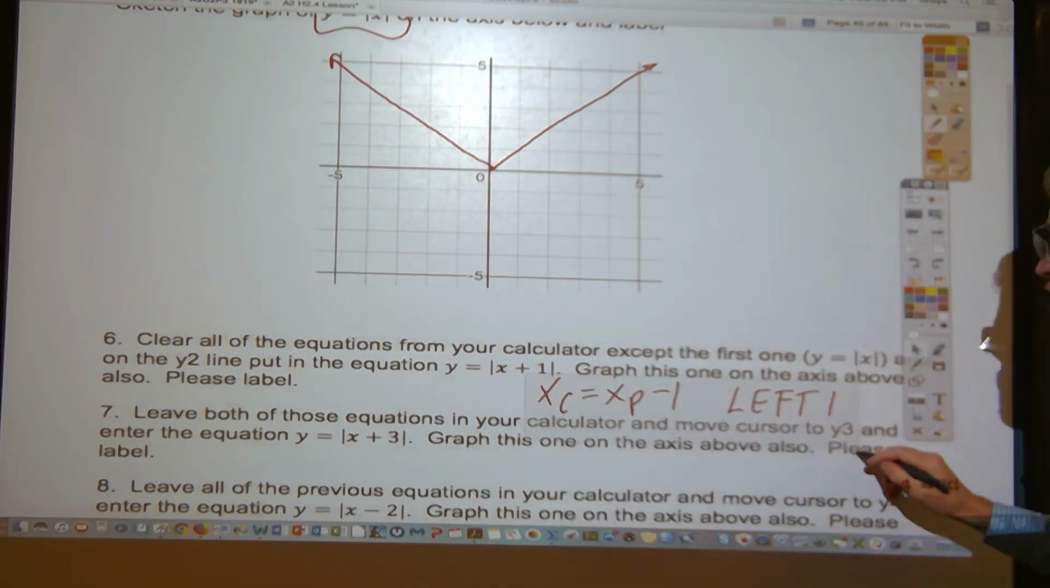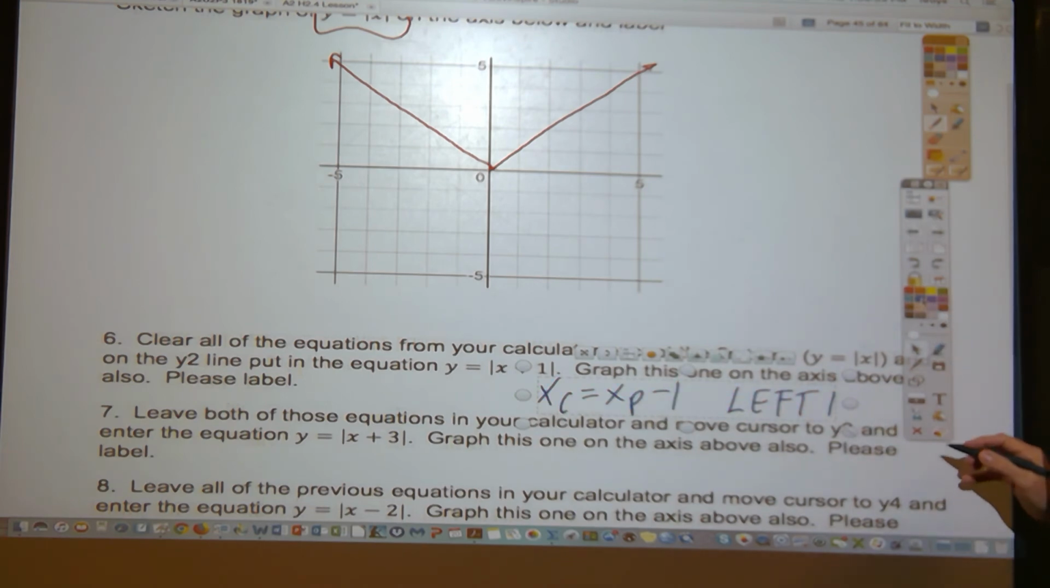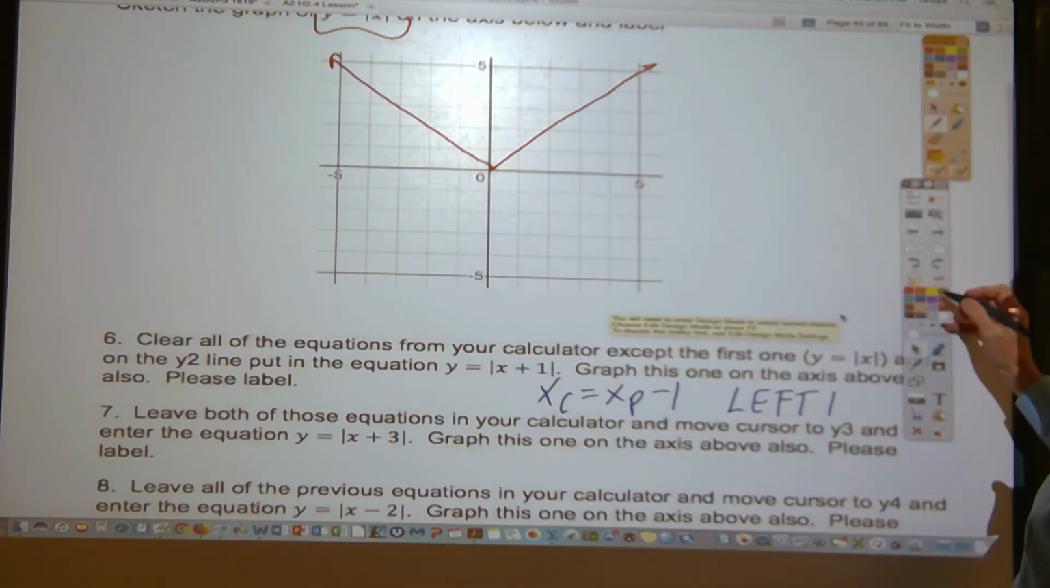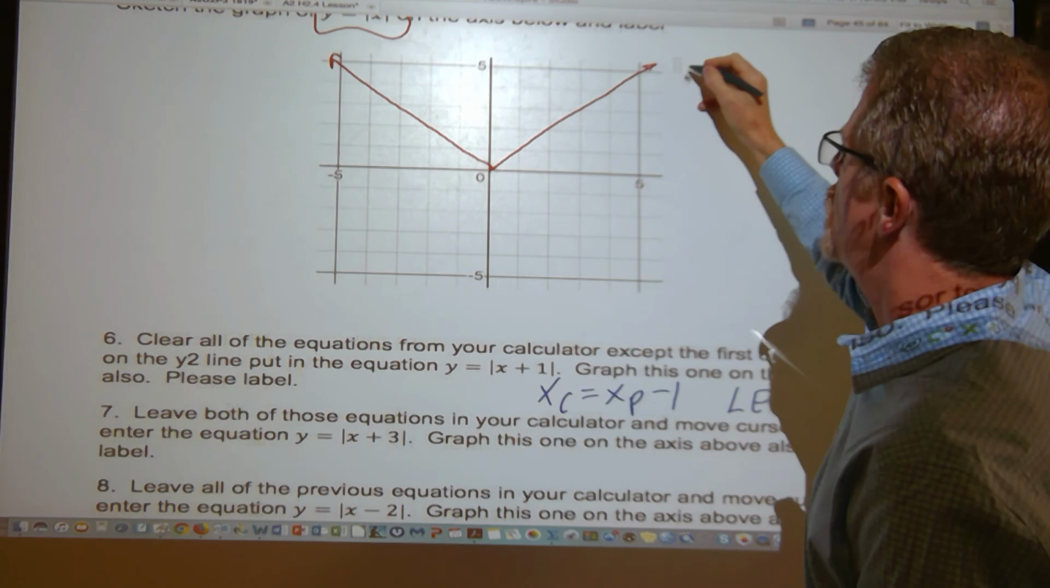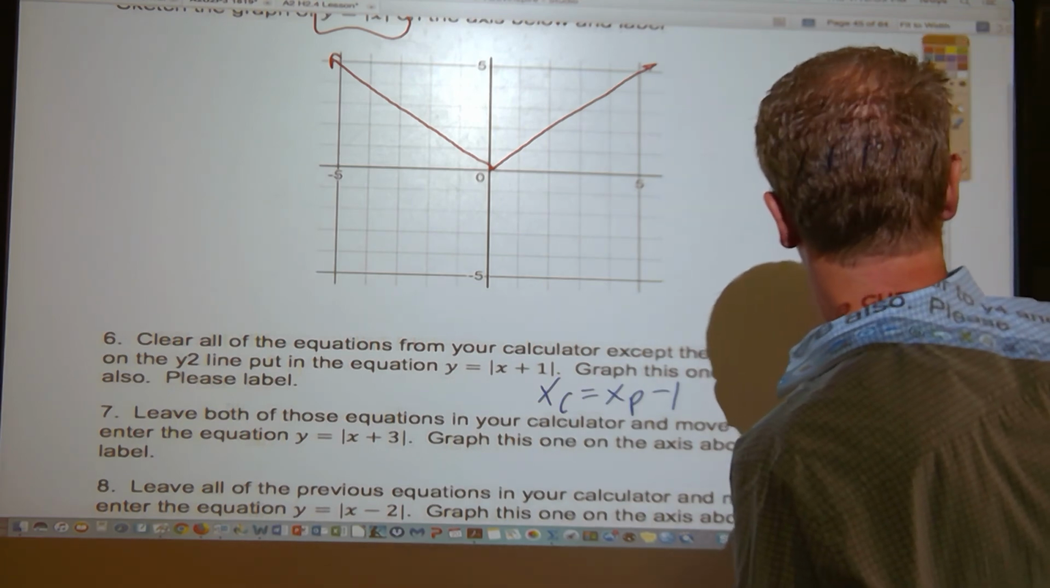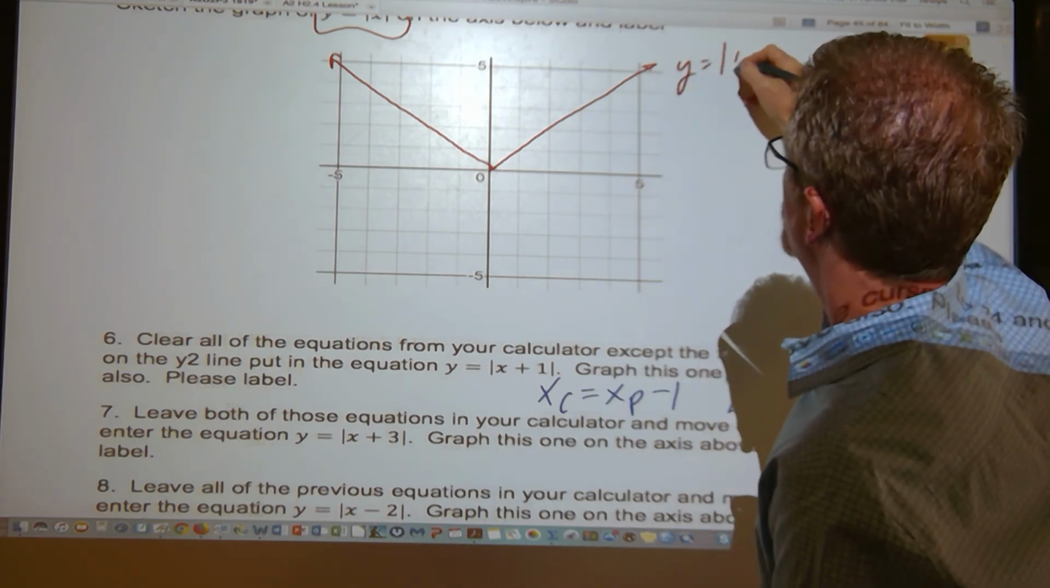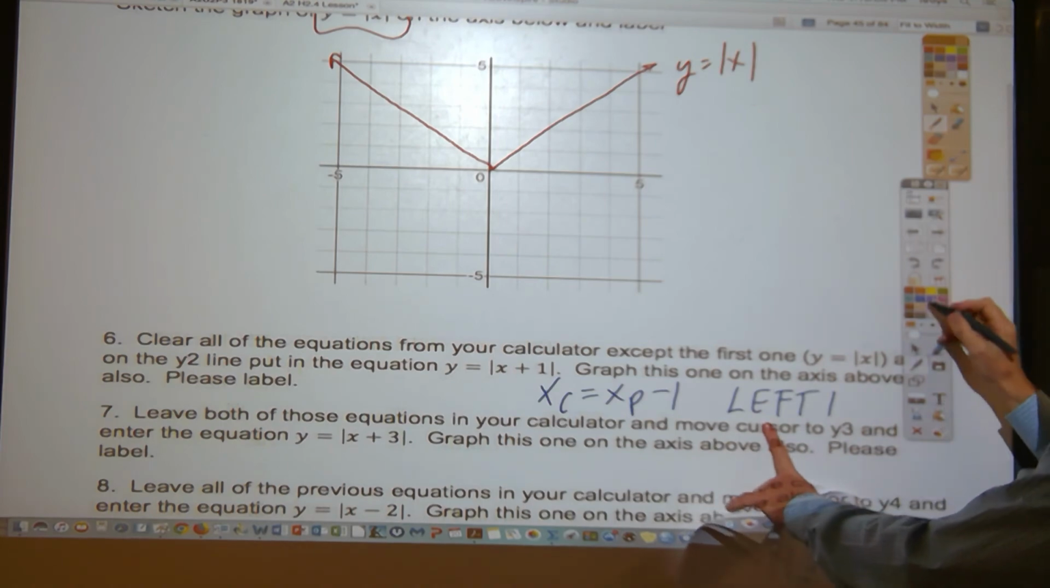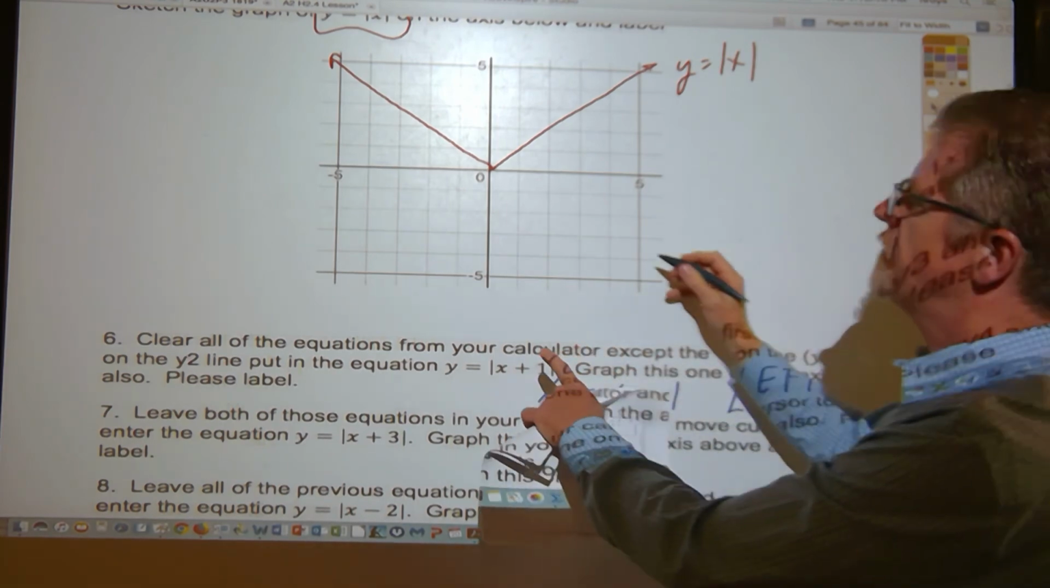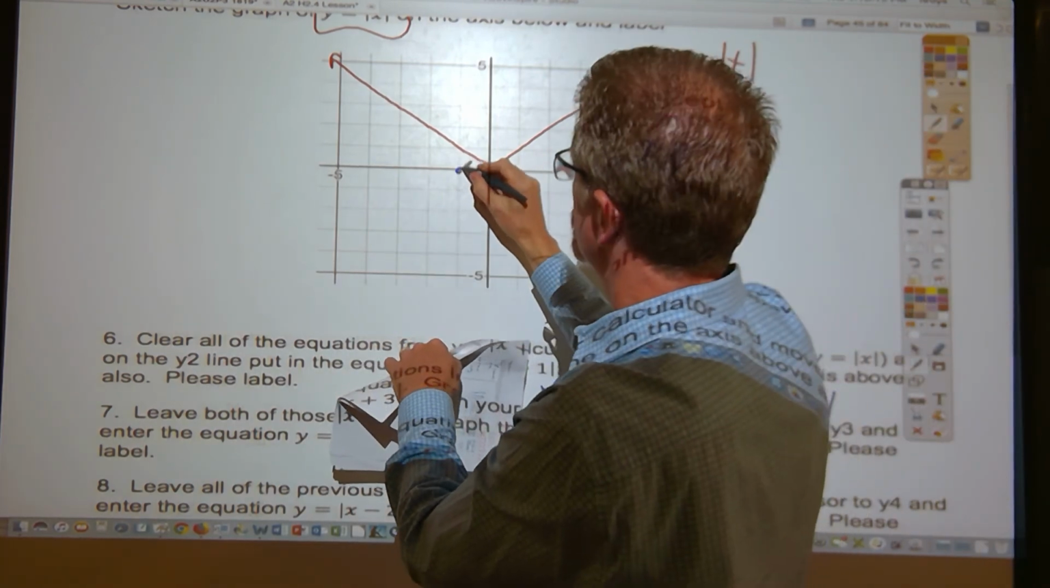Let's pick blue for this one. The labeling is actually a good idea. Y equals absolute value of x is the parent graph. So to shift it left 1, just take the whole parent graph, shift it left 1.